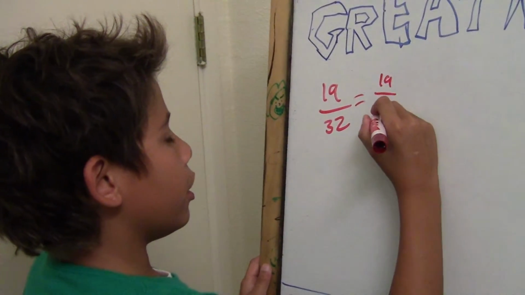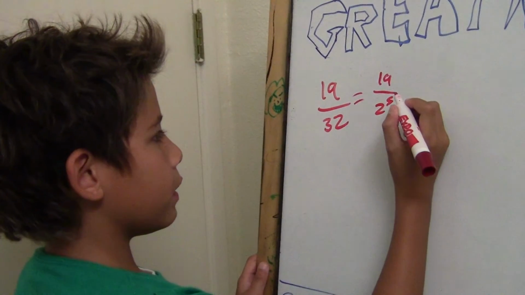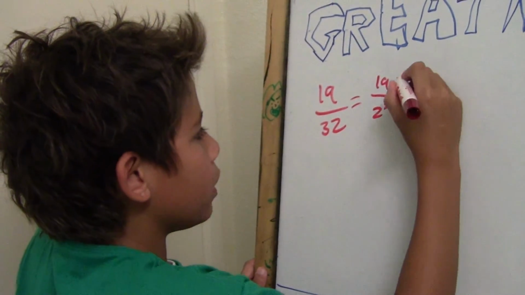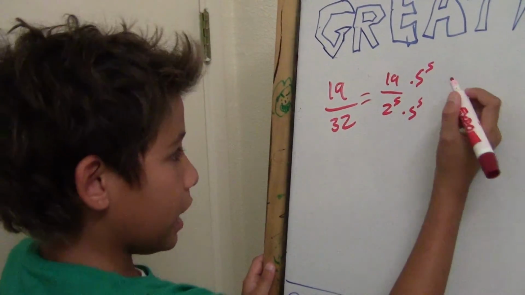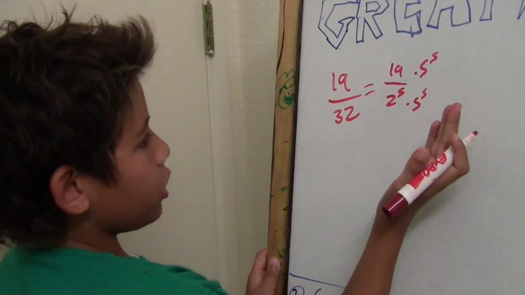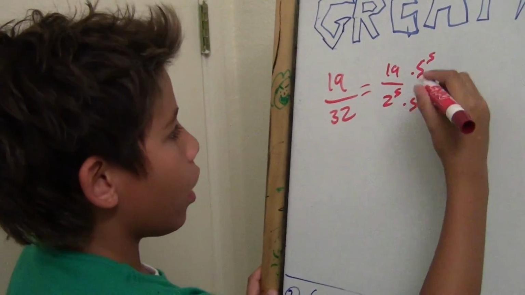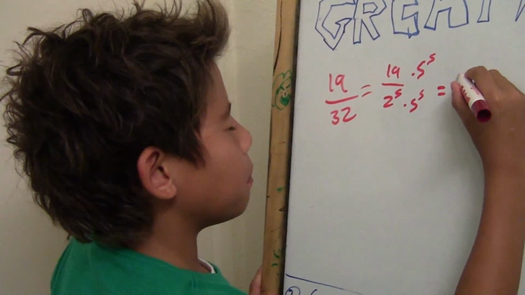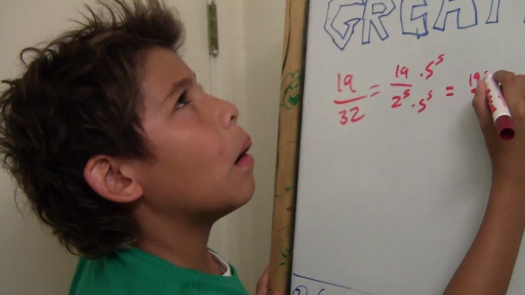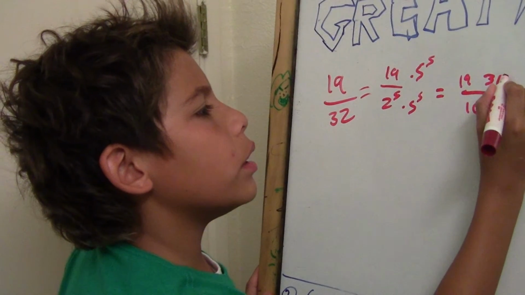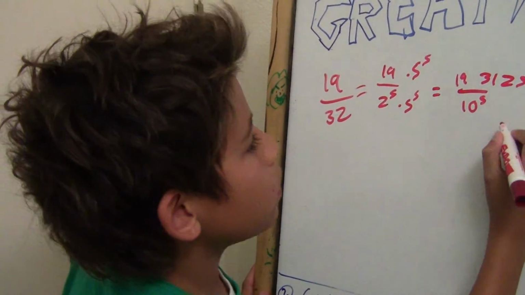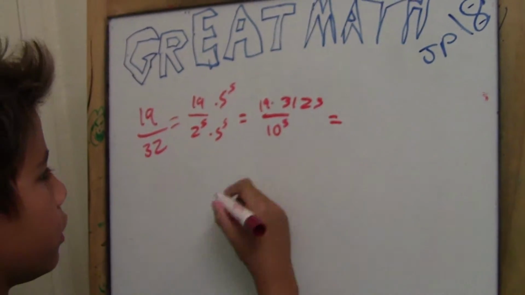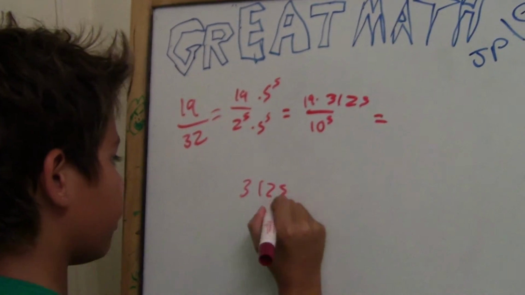Which is 19 over 2 to the power of 5. Now we want this to be a power of 10, so we have to multiply this by a power of 5. It's kind of like the equation rule, just on the fractions. Which is equal to 10 to the 5 over 5 to the 5 times 3125. Here we go. Multiplying still. Then what is next? Okay, multiplying all.